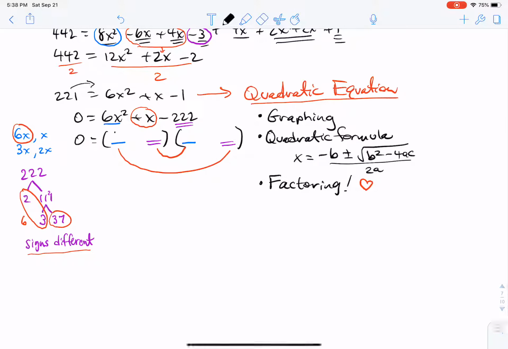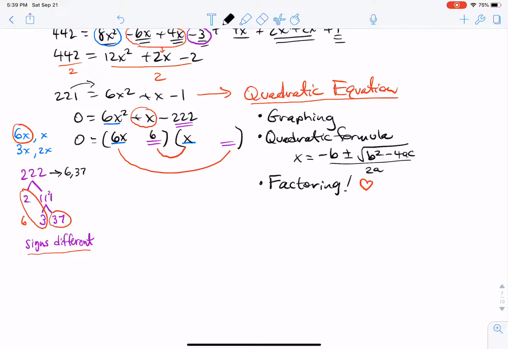So I'm going to try to use this 6x times x, and whenever I multiply 6x times x, I get my 6x squared from that original quadratic. And now I'm going to choose to use the factors 6 and 37 for the 222. But I've got to be careful where I put these things. I can't put the 6 in this first set of parentheses.